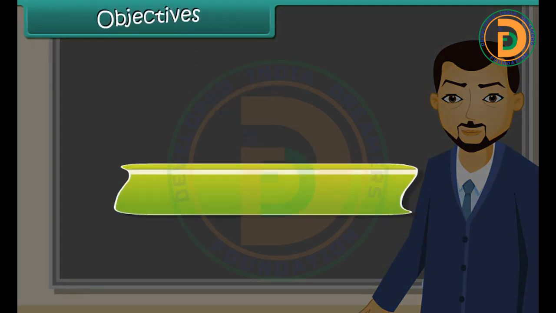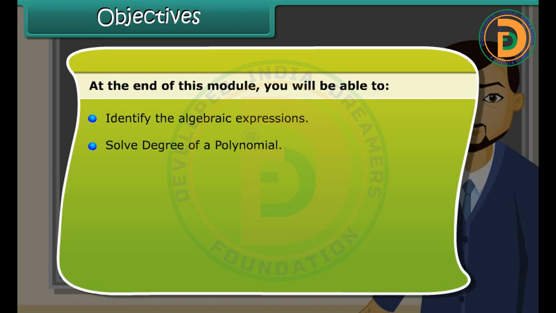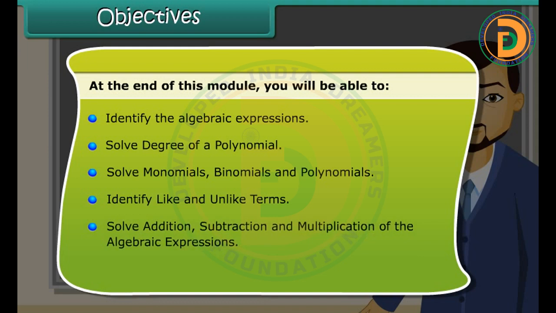Objectives. At the end of this lesson, you'll be able to identify algebraic expressions, find the degree of a polynomial, identify monomials, binomials, and polynomials, identify like and unlike terms, solve addition, subtraction, and multiplication of algebraic expressions, and describe identity and standard identities. What are expressions?